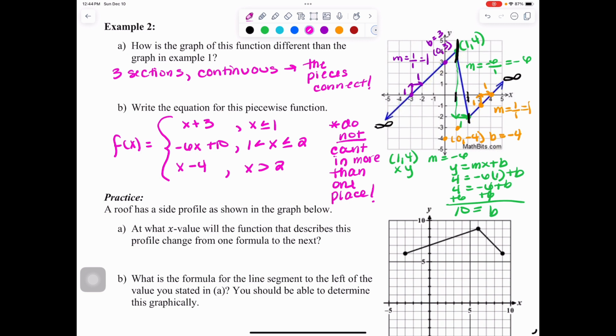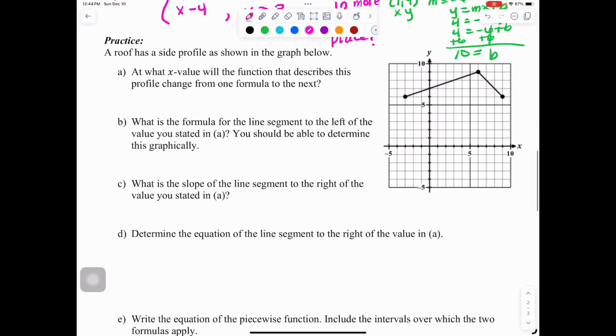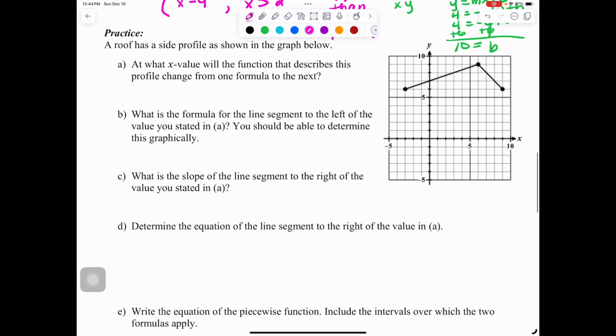So now that we've done all of this together, I would like you to try the practice problem. A roof has a side profile as shown in the graph below. You are going to answer questions A through E, which will guide you through practicing writing the equation for this piecewise function, and it does have some context to the problem as well. So at this time, please pause the video, try the practice problem on your own, and then resume the video to go over your answers.